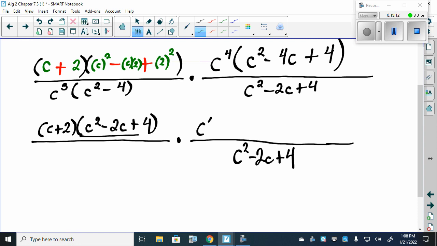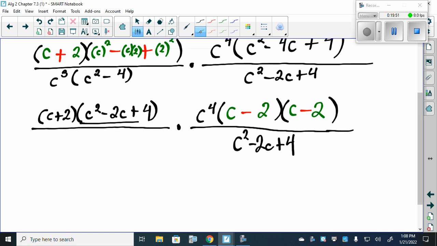Let me start over here, c to the 4th. We'll have 2 sets of parentheses. And as we factor c squared minus 4c plus 4, since the 3rd term is positive, the signs are the same and they match the sign of the middle term, which would be negative and negative. Now the factors of c squared would be c and c. Now the factors of 4 that we have are 1 and 4 or 2 and 2. We would use 2 and 2. And that there would be the factors for this one here.